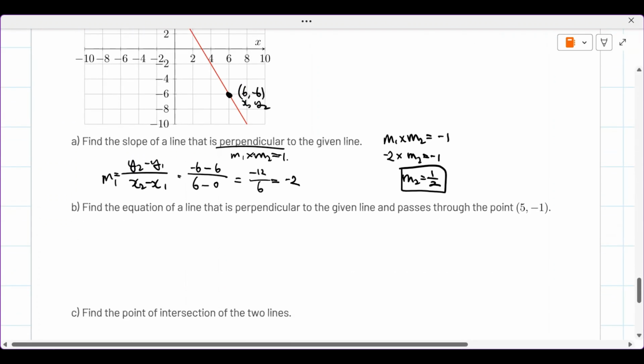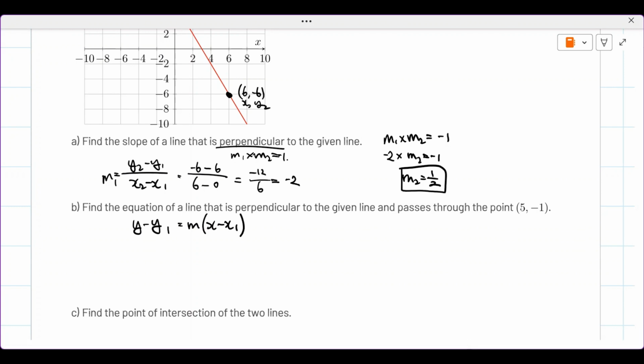Second part, find the equation of a line that is perpendicular to the given line and passes through the point (5, -1). I think it's going to be an easy method if I use the y minus y1 equals m times x minus x1 formula, which is called the point-slope form. So I'm going to plug in the values that I know. y1 is -1, so that's y minus negative 1, so that's y plus 1. The m is 1 over 2, and x1 is 5, so that's x minus 5. So that's the equation of a line that is perpendicular to the given line and passes through (5, -1).